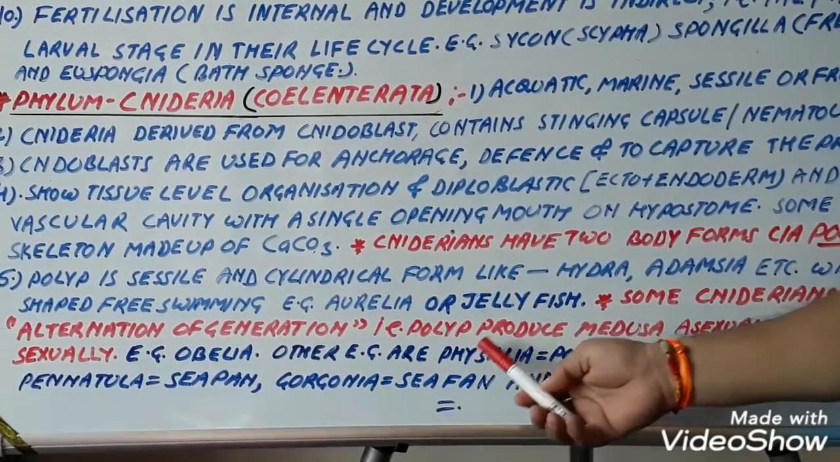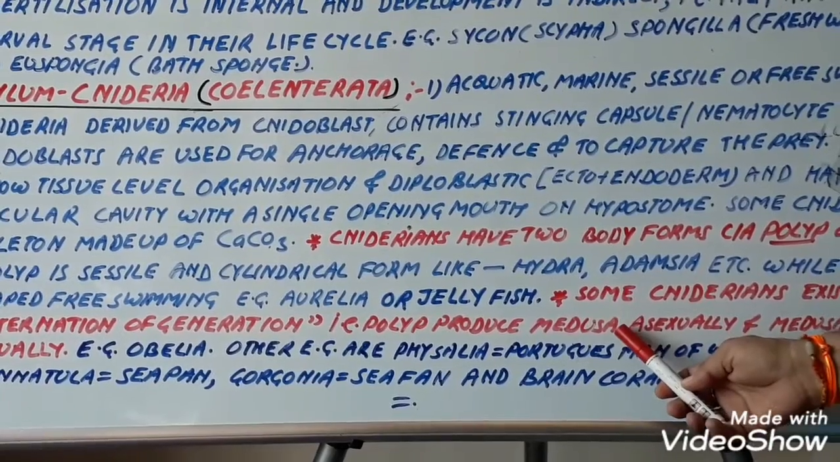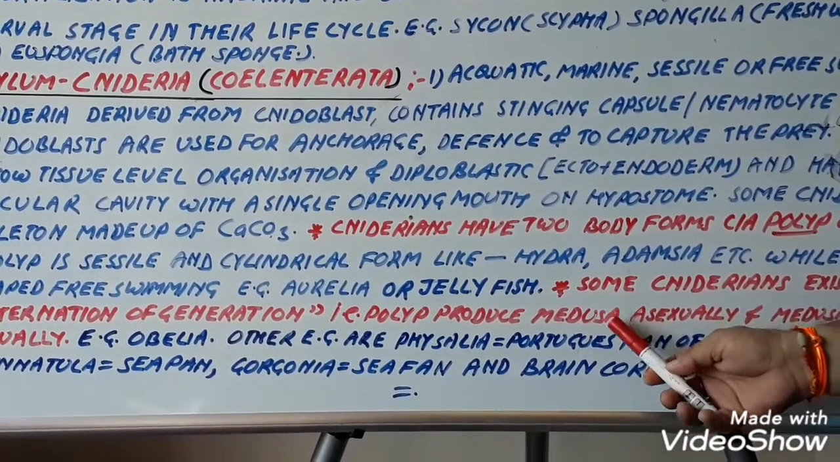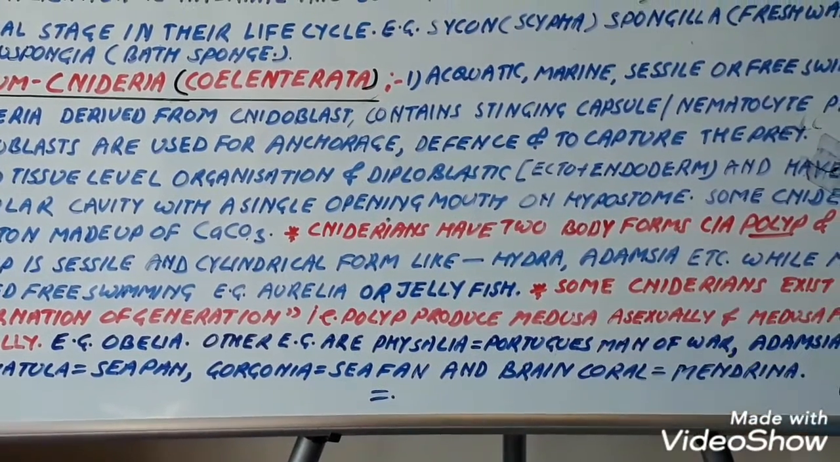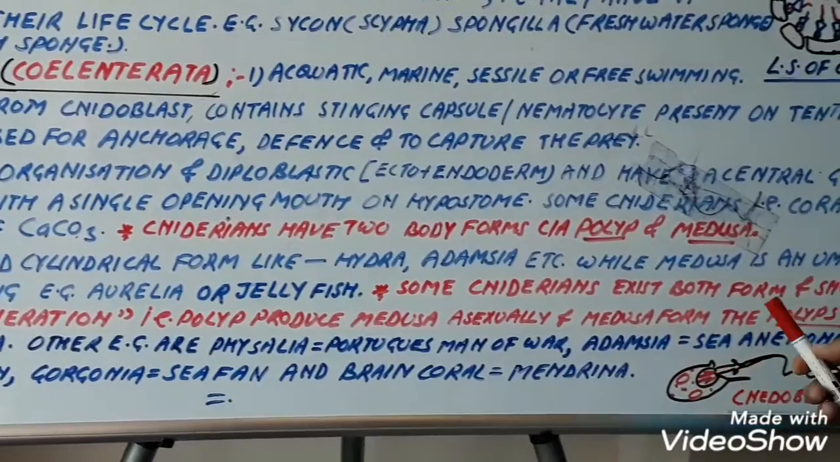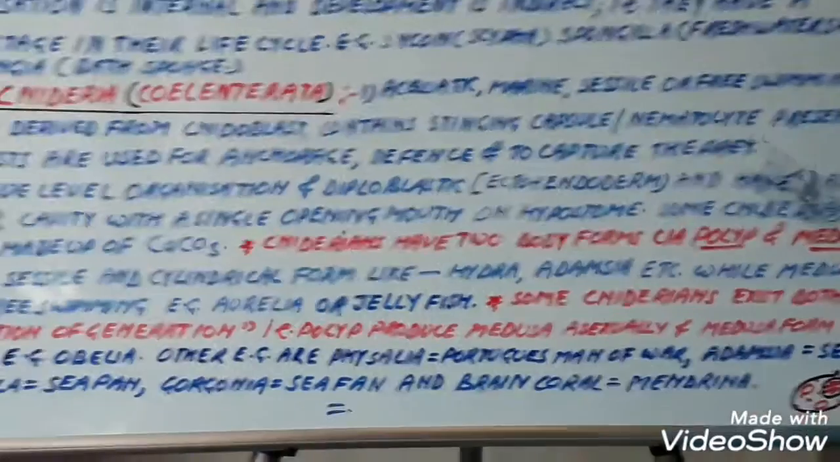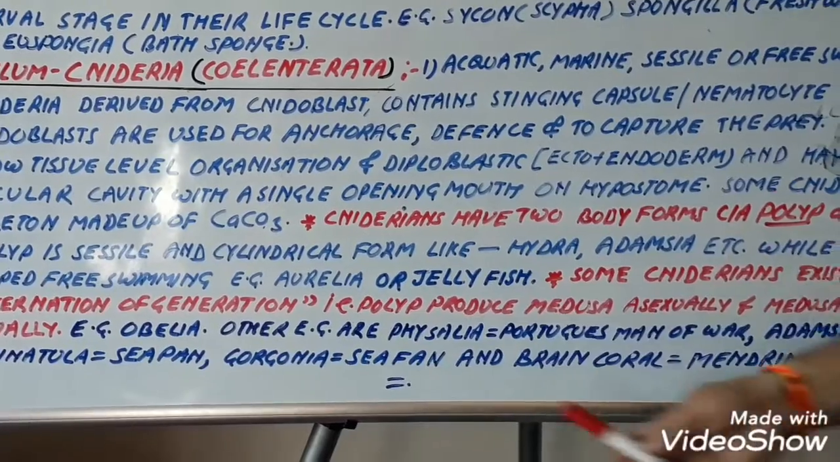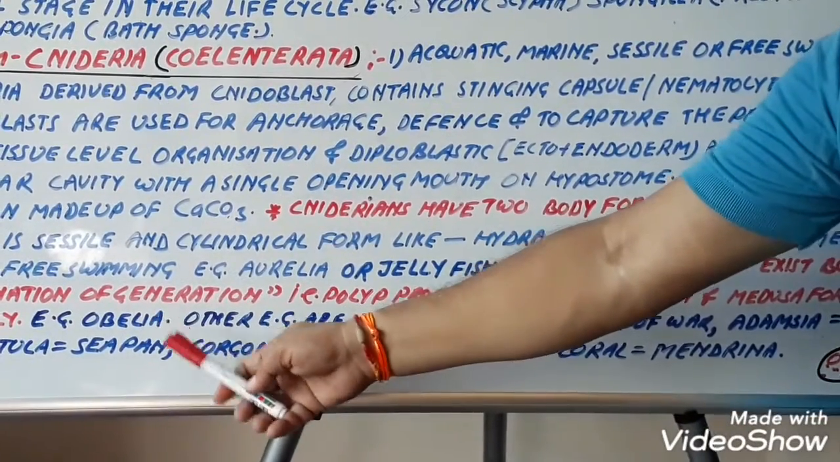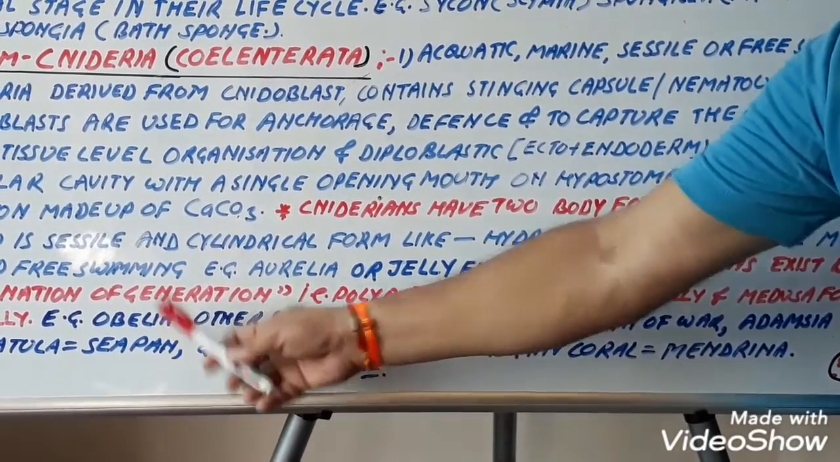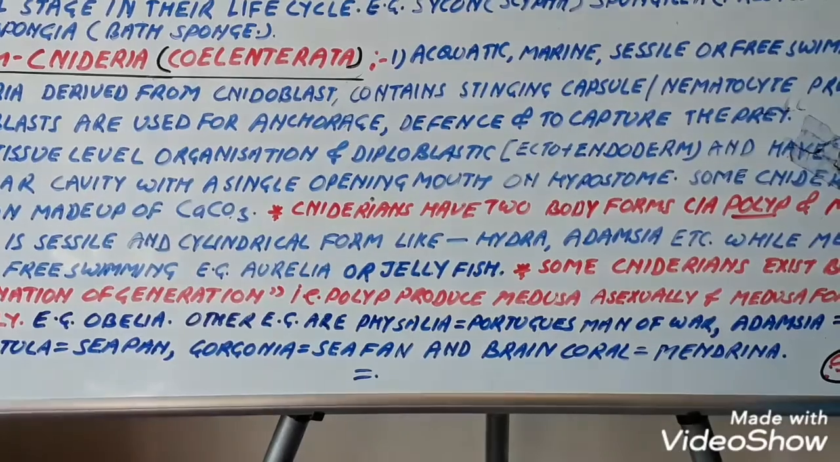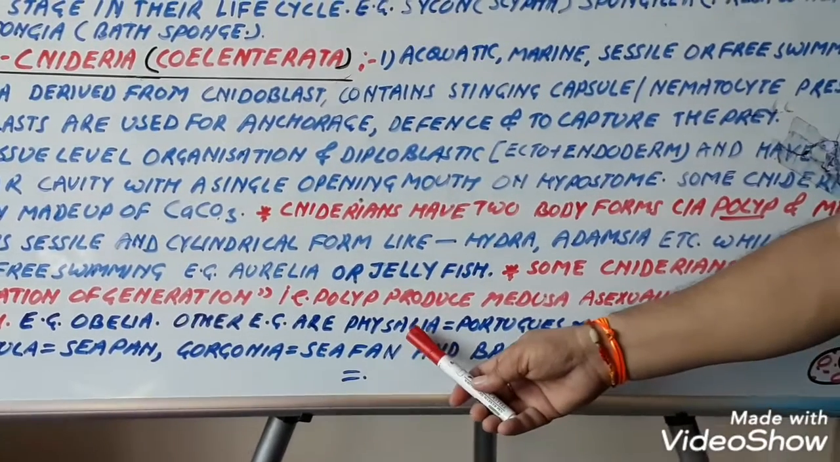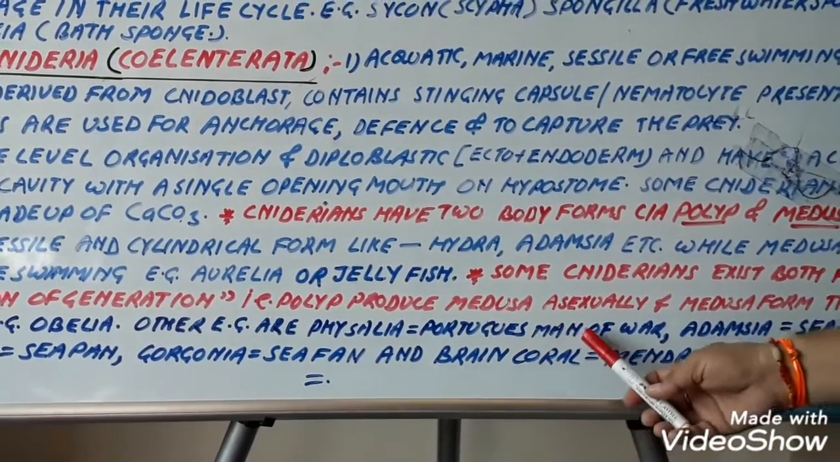That is, polyps produce medusa asexually, and medusa forms the polyp sexually. For example, Obelia. Both forms occur in Obelia. This is very important. Now, another example of coelenterates is Physalia, also known as Portuguese man of war.